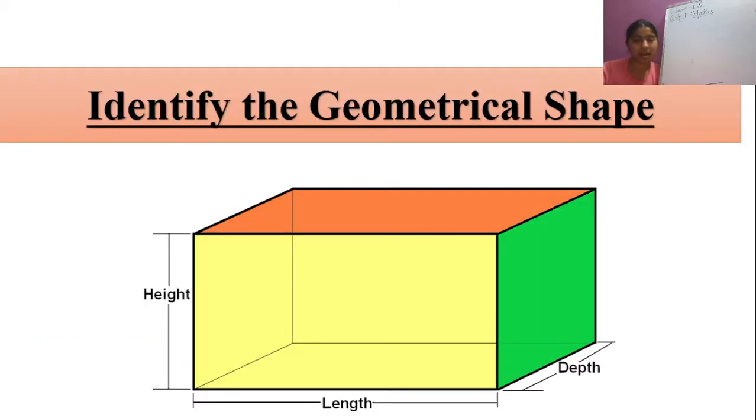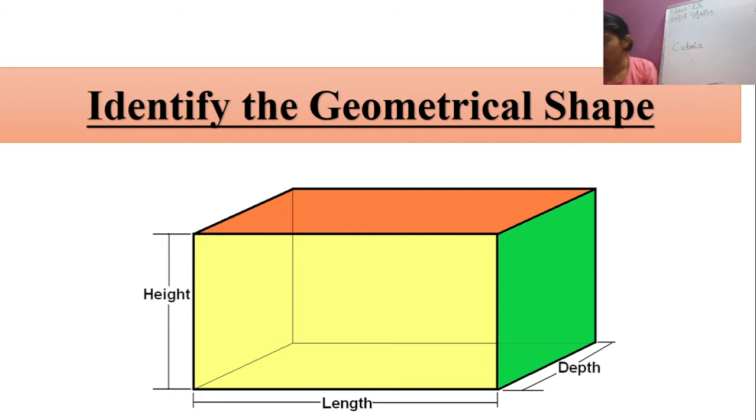So students, I have something for you. You have to identify the geometrical shape which is in front of your screen. Do you see any box? Yes. What kind of geometrical shape is it? You can tell me. Is it a cuboid? Yes. We have a cuboid shape of this box.